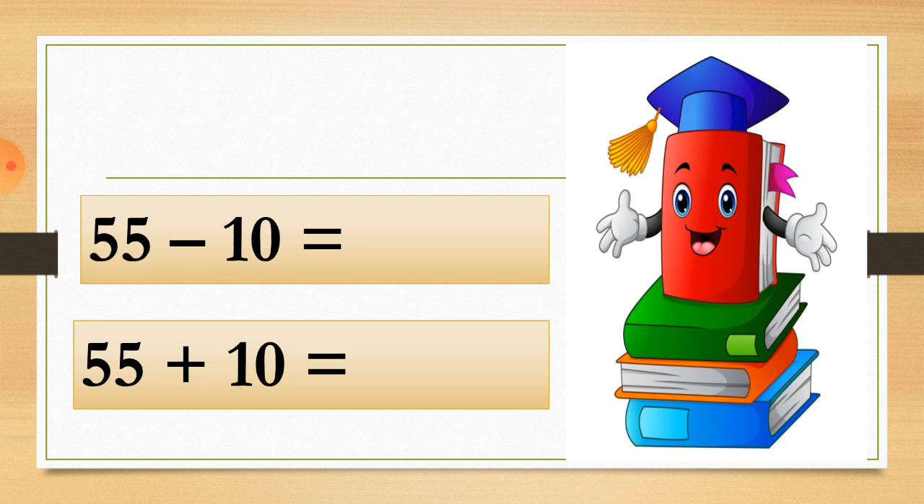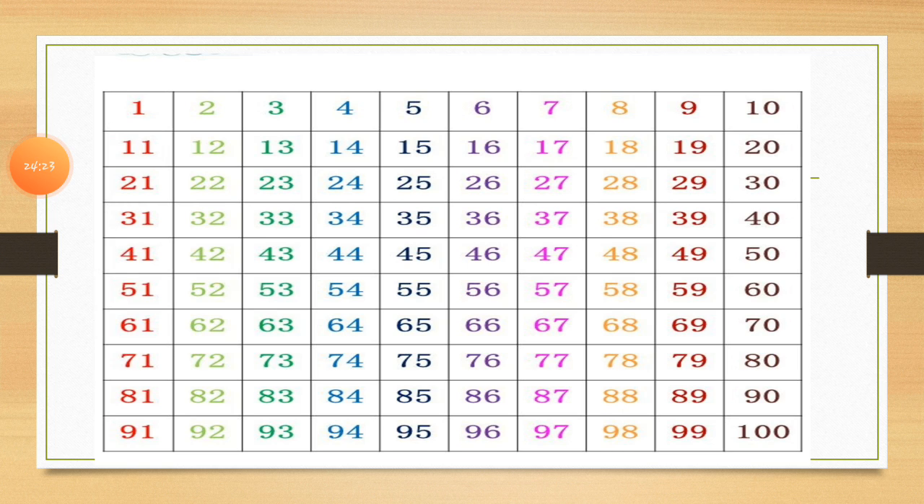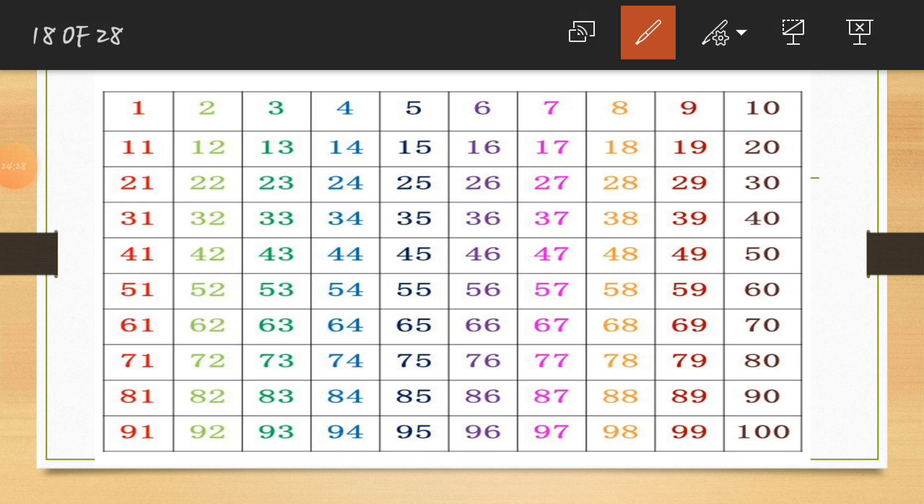So here is the 55. I take one more number which is 55 and I want to cut 10 from it. So let's see how we cut these numbers through this hundreds grid, and in the next sum I want to add 10 to it, and I want both answers from the hundreds grid. Let's see how we get the answer in the hundreds grid. Here is the hundreds grid and I circle the 55 number. Here you can see this.